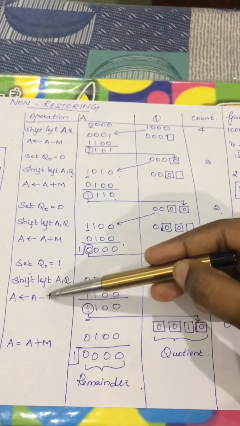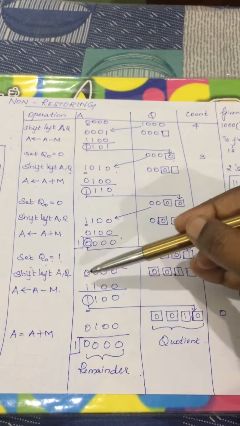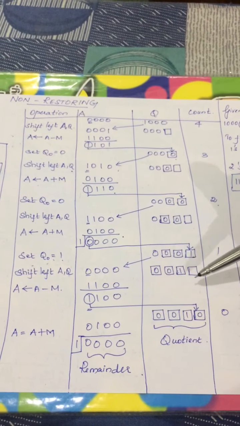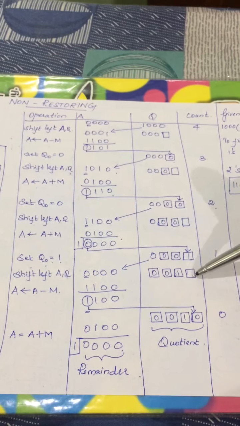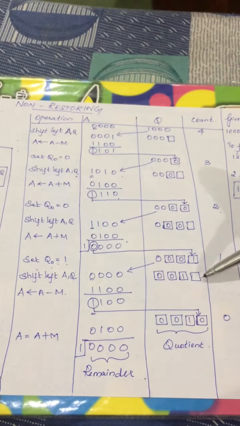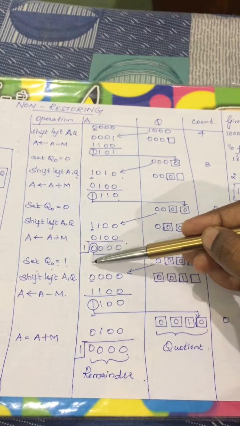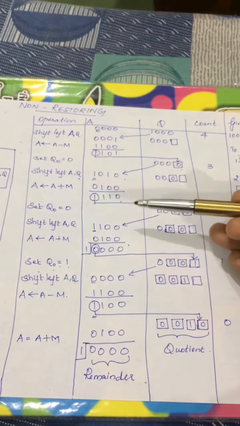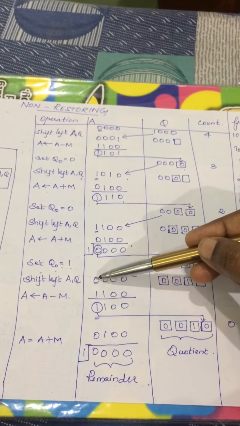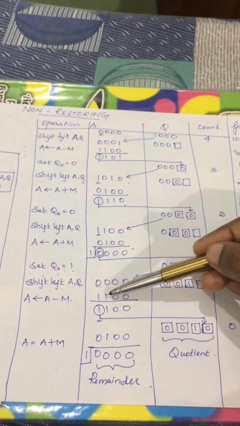Next shift left of A and Q. So shift left of A and Q, you are moving all the zeros and then we are leaving the last box empty. Next you have to check whether we are going to have A minus M or A plus M based upon your previous condition. So if it is greater than 0, okay, so we are making 0 plus A minus M. So 1 1 0 0.